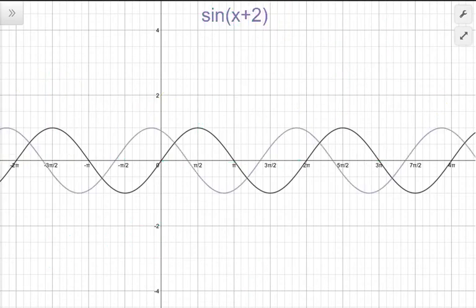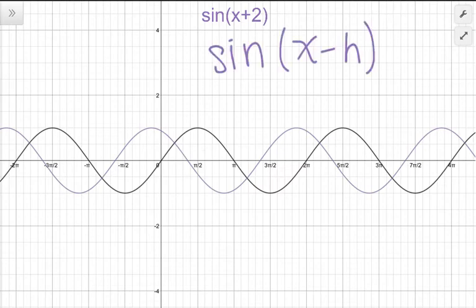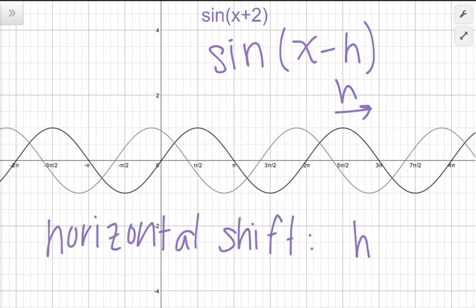So this here, sine of x plus 2, was a horizontal shift by 2. So the general formula here would be sine of x minus h, in which case h is always going to be a horizontal shift to the right. And then if the number that we plug in happens to be negative, then we would go to the left. So that kind of makes it a little bit more intuitive with what happens to our graph if we use x minus h in our formula. So our horizontal shift is always going to be h.